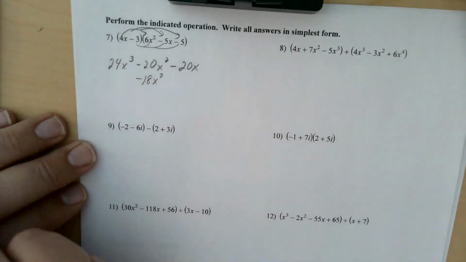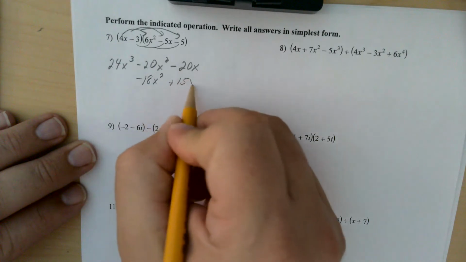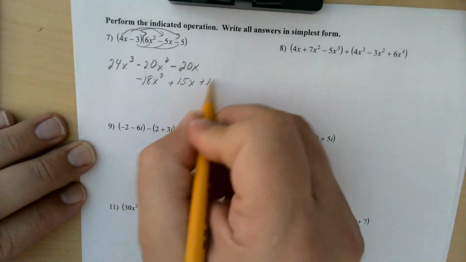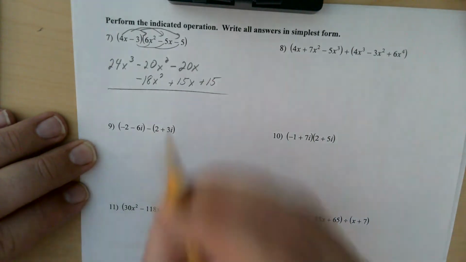So negative 3 times 6 is negative 18x squared. I'm going to have a positive 15x, and I'm going to have a plus 15. I can combine like terms, and as soon as I do that, I'm going to be finished, and it's going to be in standard form.